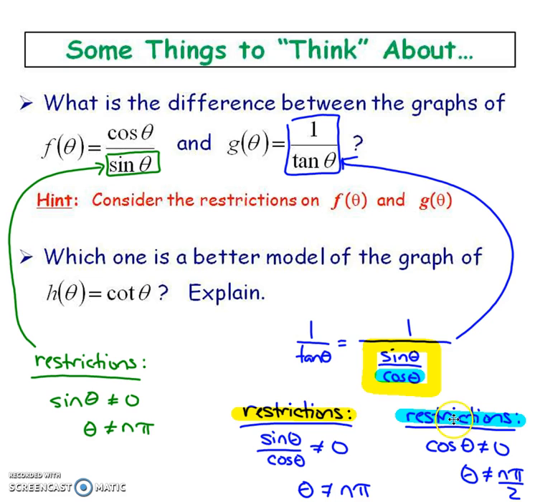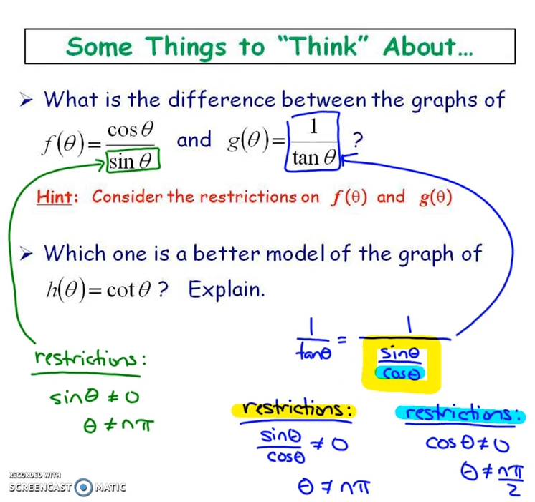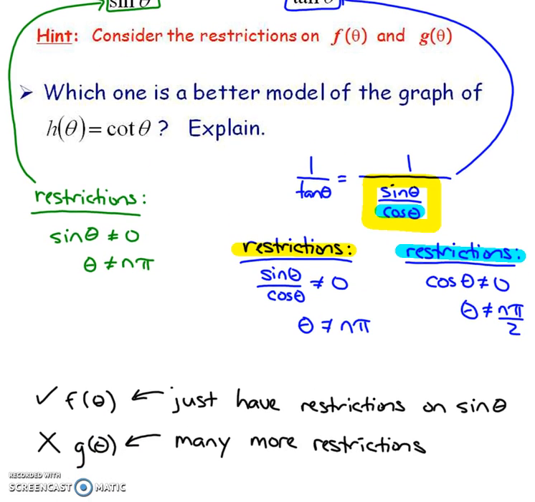This guy has a double restriction, and that's a lot to deal with. So I'm thinking the very first one, the green one, why don't we deal with that, because it just has restrictions on sine theta, whereas g at theta has restrictions on both the sine and the cos. That is a lot of restrictions, and it's a little bit too much. So the better model is just going to be that original cos theta over sine theta for the cotangent final graph.